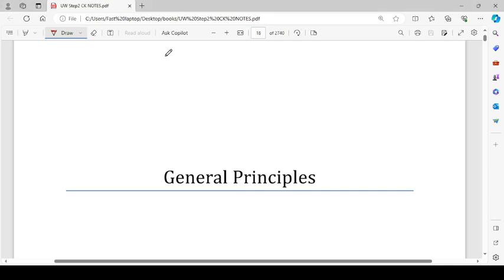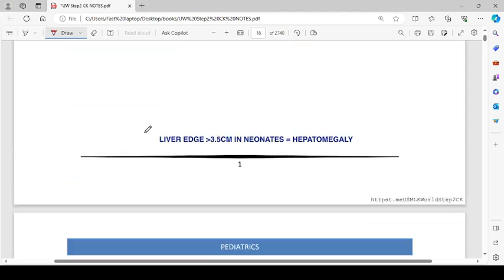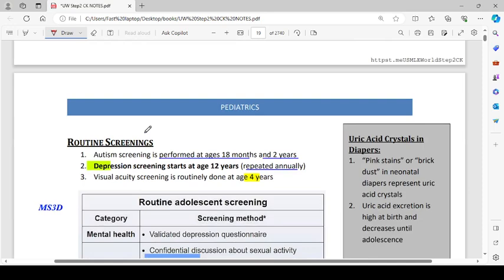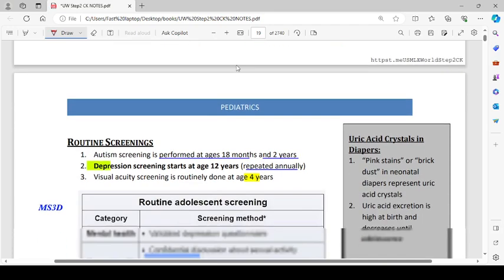So we'll be starting with the general principles. They are kind of notes, but I hope that all of that will make sense eventually as we proceed in these sessions. Starting off, here is a small tip: if the liver edge is felt more than 3.5 centimeter below the rib cage in the neonates, that is hepatomegaly. Pediatrics.